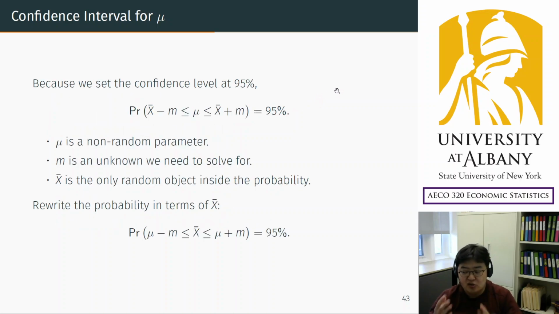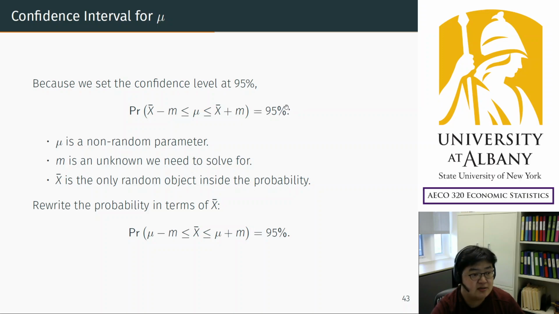Okay, let's see. The clue we have is the 95%. We learned that the confidence level and the margin of error are a trade-off, but this is fixed. So we have to start from that. The confidence level is fixed at 95%. So we are going to start from this, and you can write the confidence level this way.